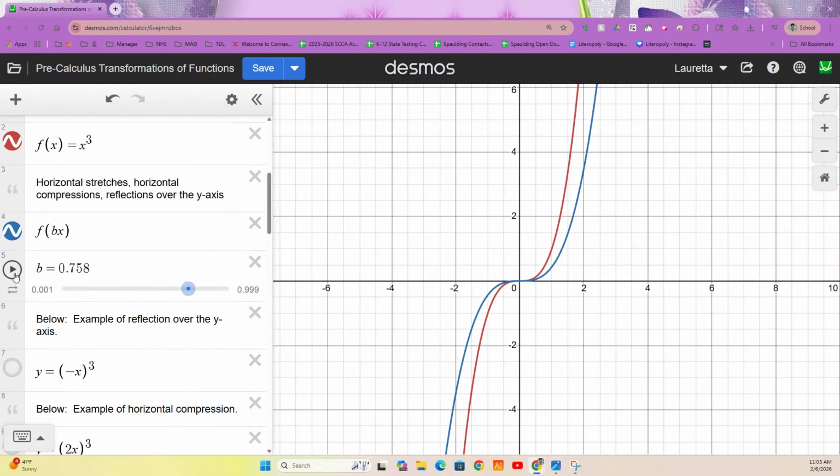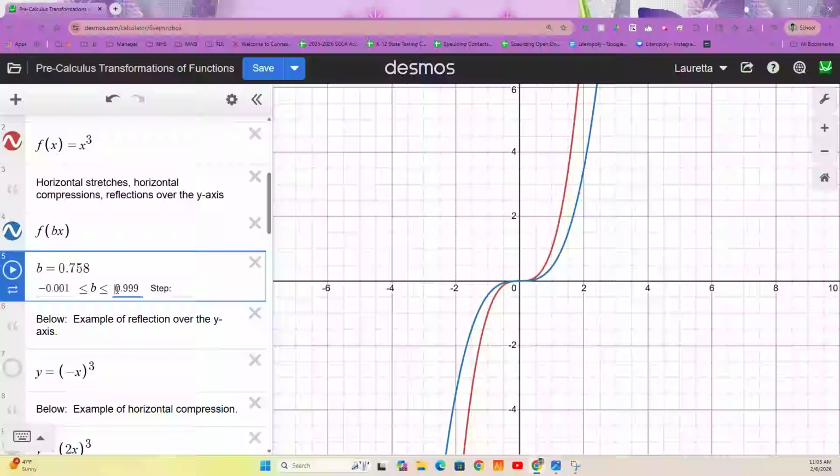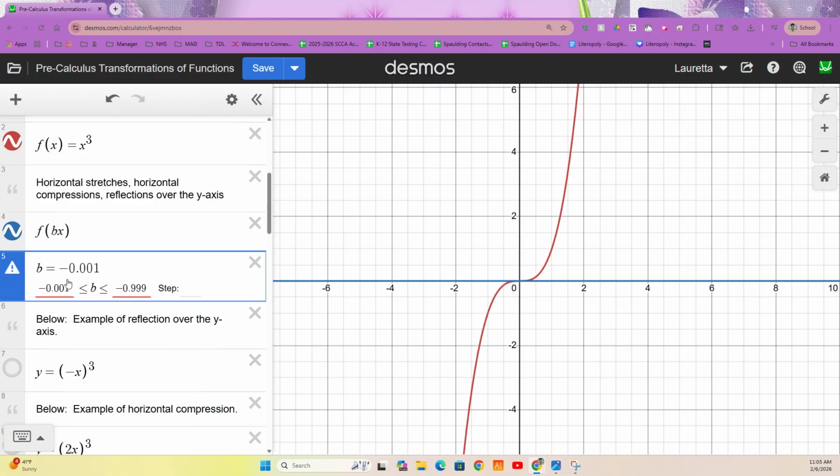And I can do the same thing. I'm going to change this to negative and this one to negative. Oops, I need to make sure I'm in correct order here. So now it's a reflection over the y-axis and also a horizontal stretch.